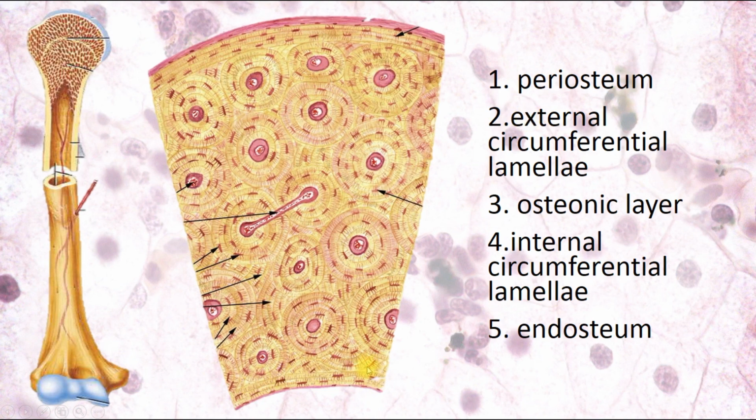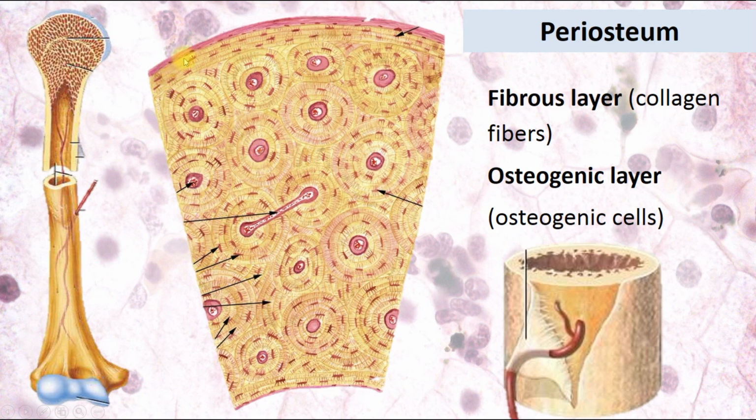They also surround the entire inner perimeter of the bone. They surround marrow cavity. And the innermost layer, it's endosteum. It lines bone marrow cavity of the bone. So periosteum, endosteum, external and internal circumferential lamella, and the middle layer, it's osteonic layer.